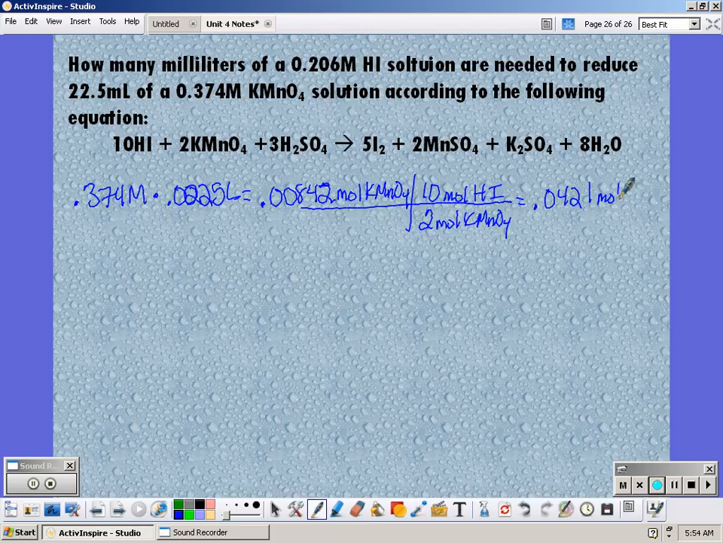And I'm looking for the milliliters, so I know that moles divided by my molarity, which is moles per liter, so the moles will cancel, leaving me with liters. That gives me 0.204 liters. The question though asked me for milliliters, so I'm just going to convert that. So 204 milliliters.